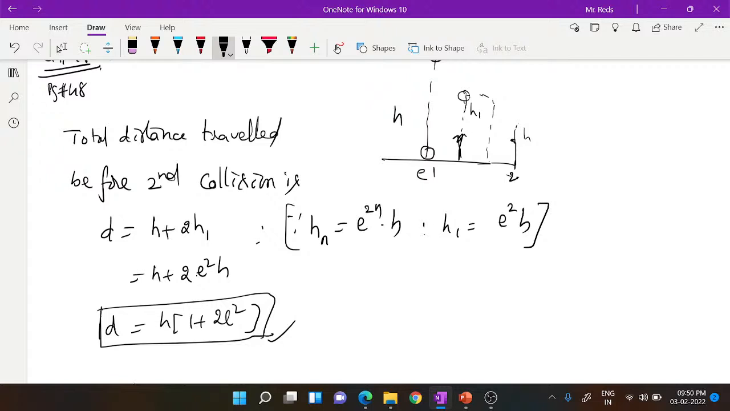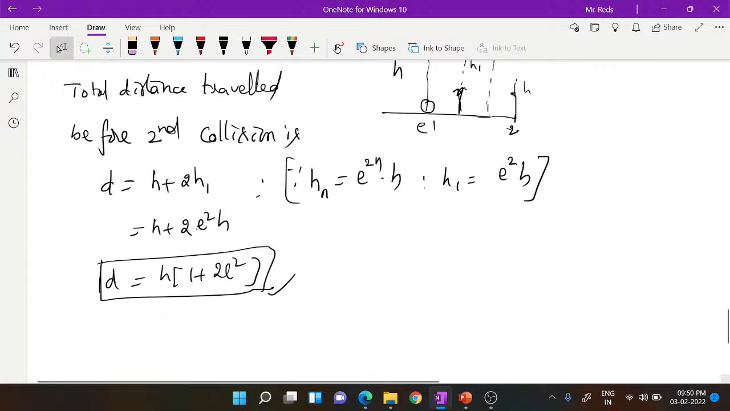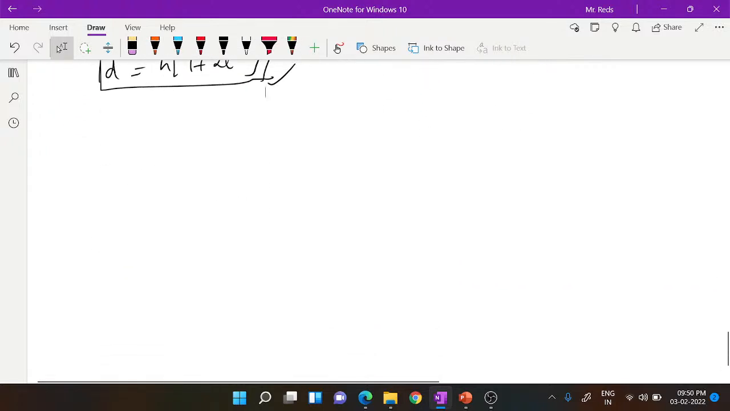So all are the simple ones only. But the thing is, you guys have to revise every time, a number of times, then the concepts will be more clear.